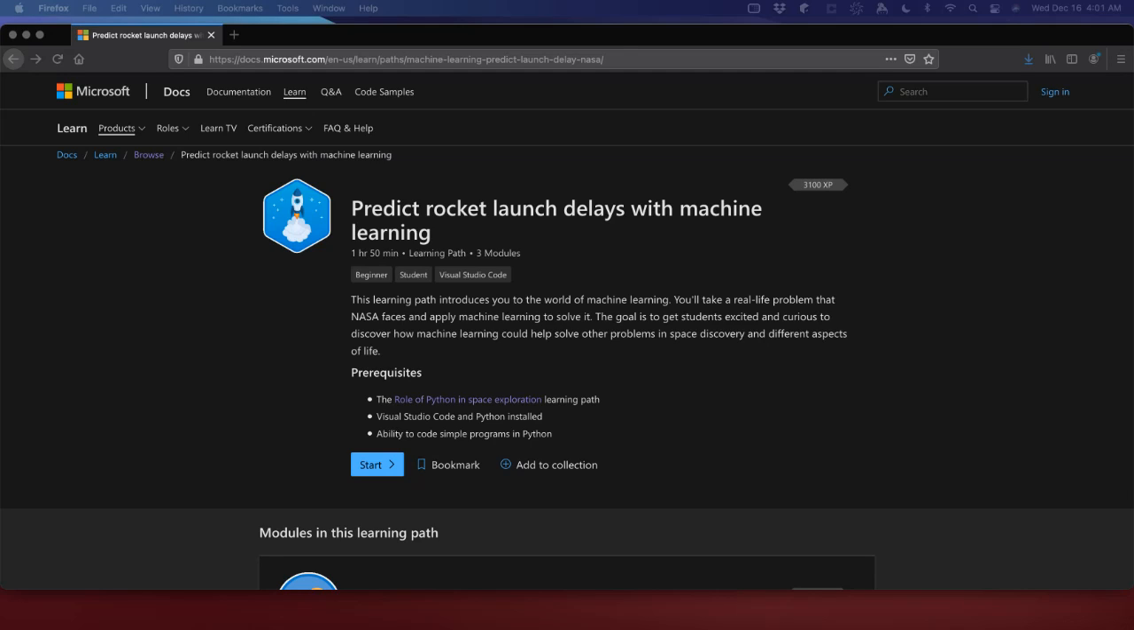This one is a continuation of some of the other learning paths that have gone on before, including the one that we talked about last week. One is called the role of Python in space exploration. So if you are watching this and haven't gone through that, that may be something to go through afterwards to get you comfortable with the tools that are being set up that we will be using later, Visual Studio Code and some of the Python installations. It'll also include some sessions on just getting you comfortable with the Python language, which is a very common and widely used programming language in the machine learning and data science space.